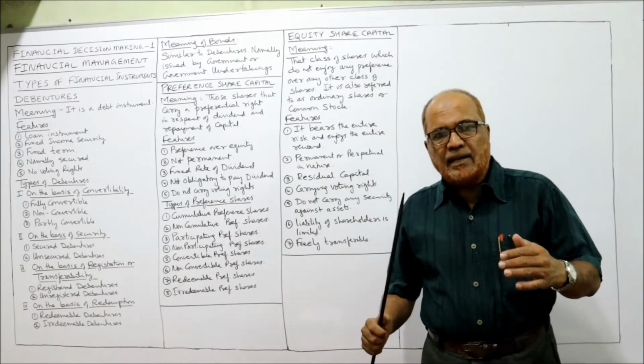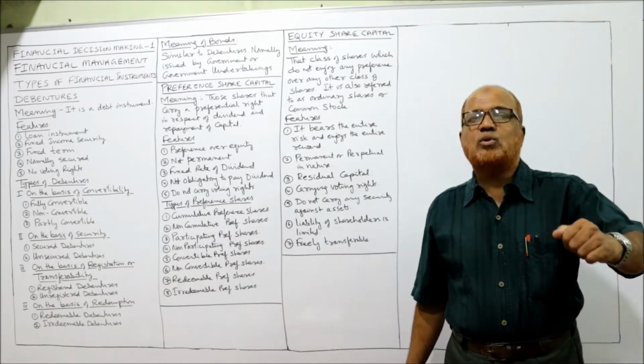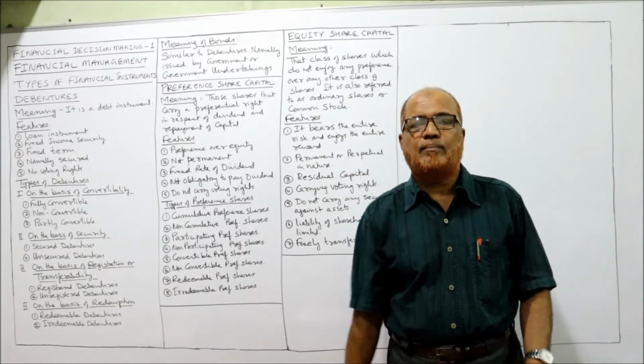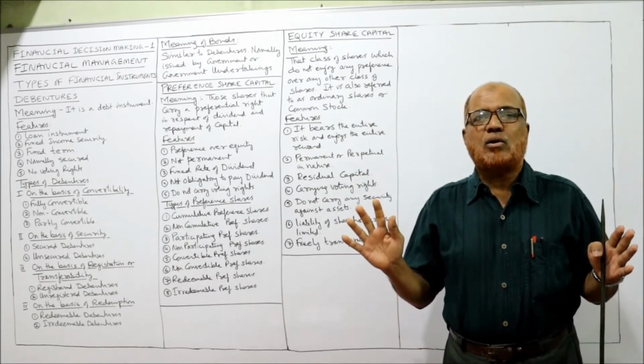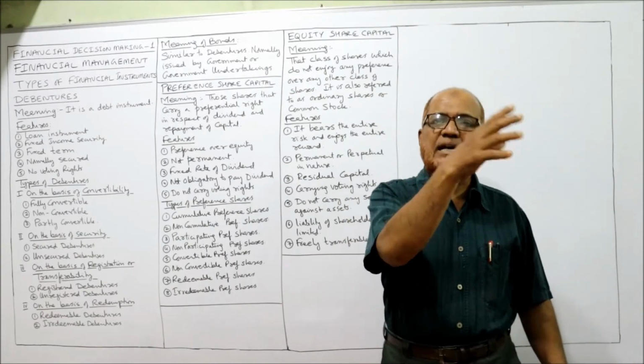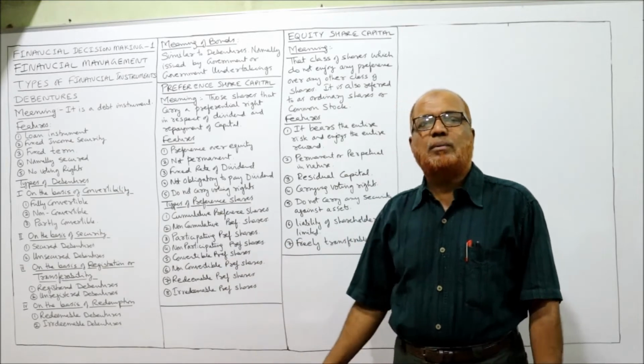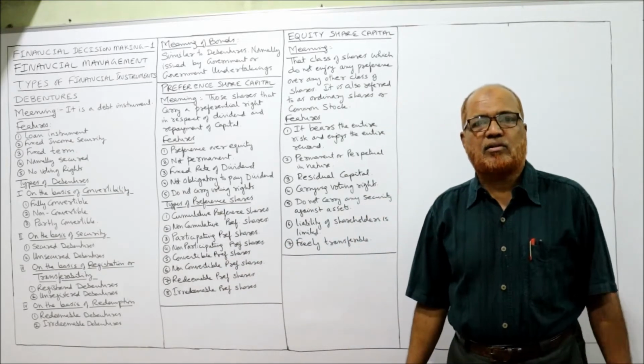The liquidator will first of all have to sell those assets and realize the amount. That amount will be paid to the debenture holders. That means debenture holders are secured. They have the security on the assets of the company. These are called secured debentures. And normally secured debentures will have a lower rate of interest.